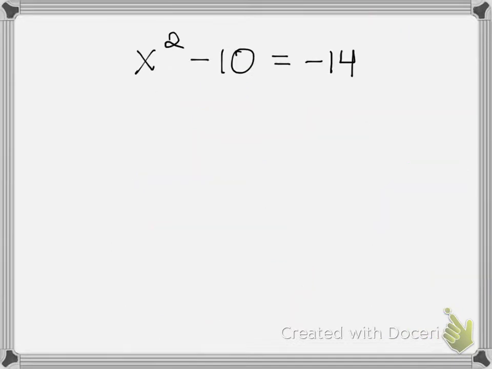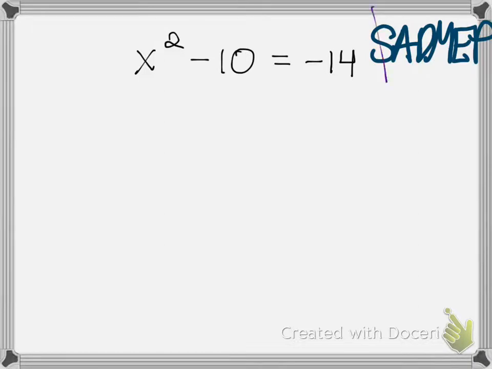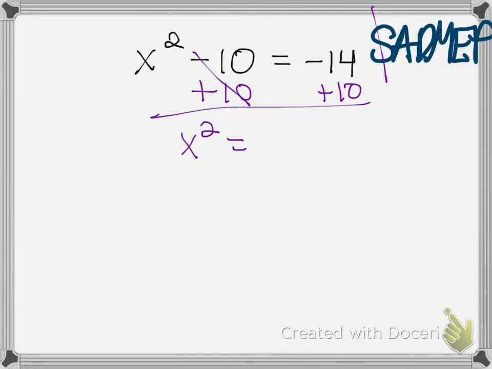Let's look at another example. Again, we're going to use SADMEP. All right. S is for subtraction. Is there anything I can subtract on both sides? Nope. All right. What about adding? Is there anything I can add on both sides? I surely can. I can add 10 on both sides. So I'll bring down my x squared. Negative 14 plus 10 equals negative 4.